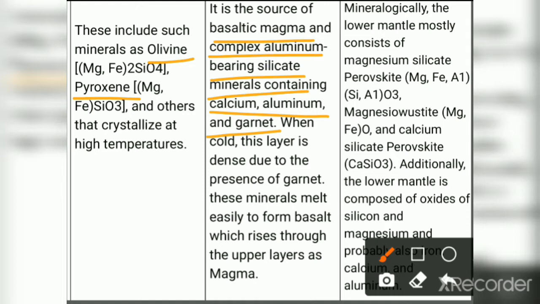The lower mantle mineralogically consists of magnesium silicate perovskite, calcium silicate perovskite and magnesiowüstite. These are the major minerals present in the Earth's lower mantle. Additionally, the lower mantle is composed of oxides of silicon and magnesium.